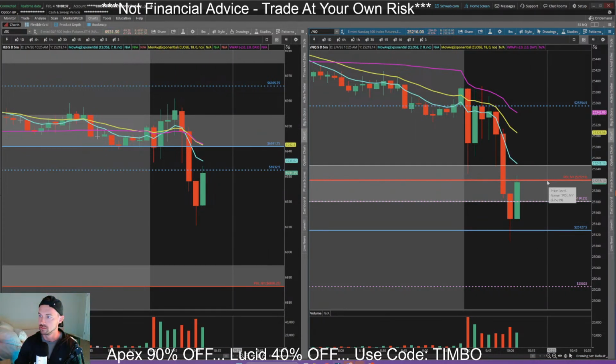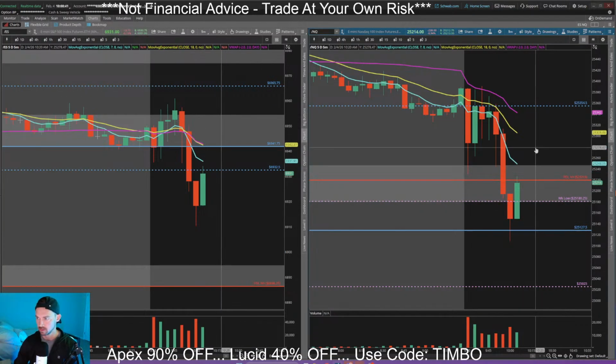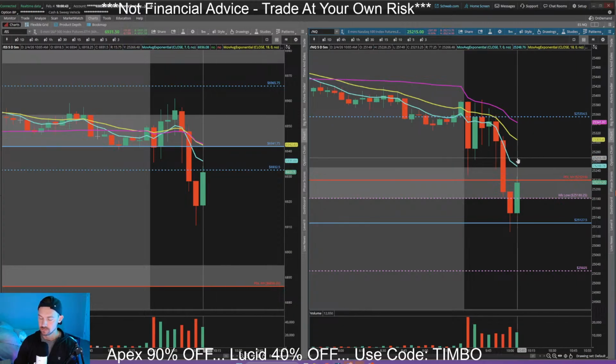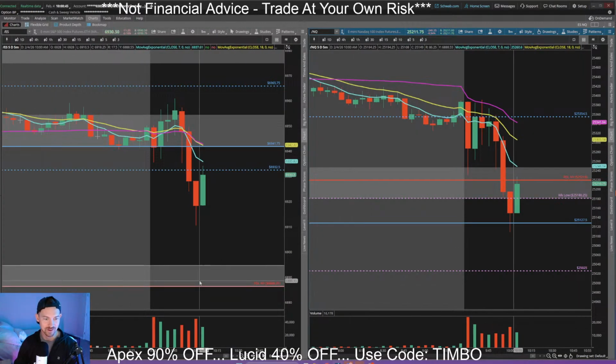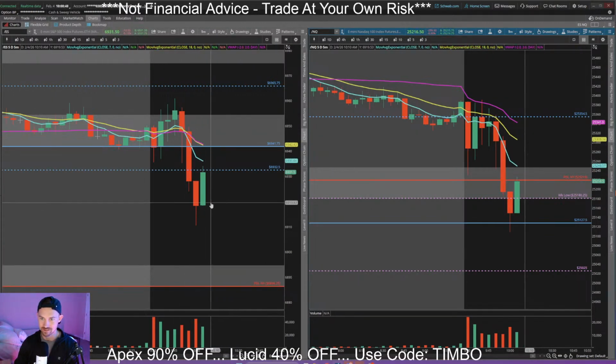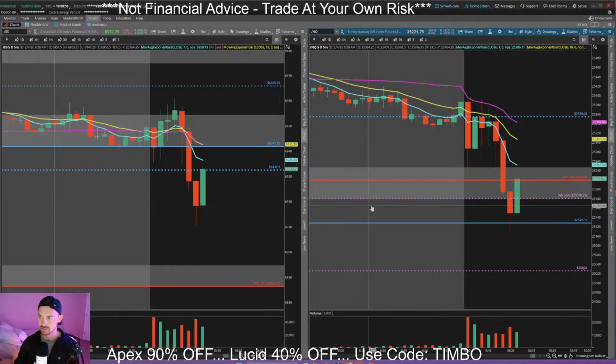108 to 218 ish. So over 100-point bounce there. So keep the sizing small if you guys are taking anything. Crazy volatility we're having.